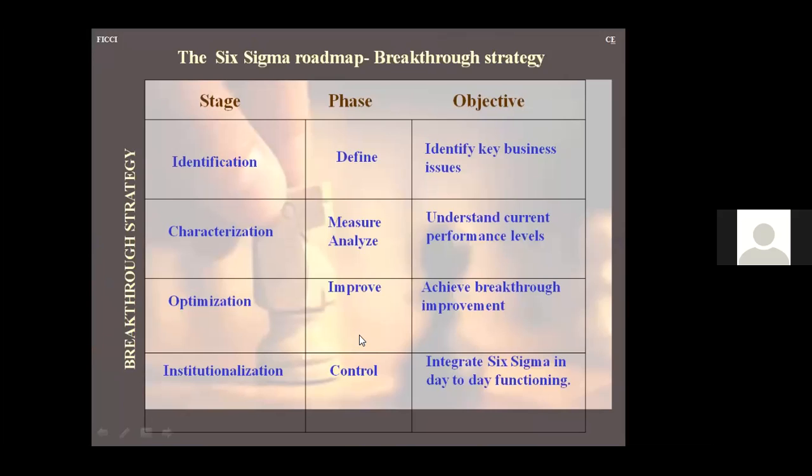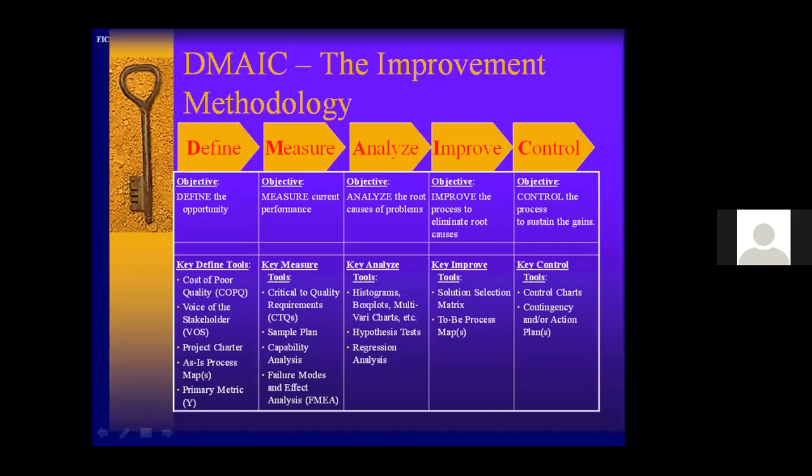And the last is control. The doctor gives us medicine, and after that tells us precautions: you don't have to take a lot of water, you have to keep yourself hydrated, you don't have to go in the sun, you have to take a lot of rest. That helps sustain your body and improve your health. Similarly, your defects have been defined, measured, and improved. Then how do we sustain it for a long time? Some controlling parameters are institutionalized. We integrate Six Sigma into day-to-day functioning, and that is the objective. So that was about the five steps of Six Sigma.